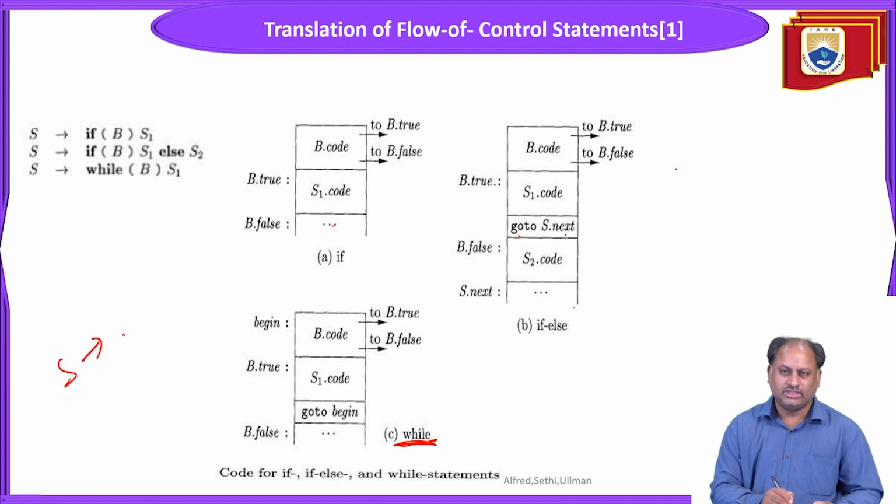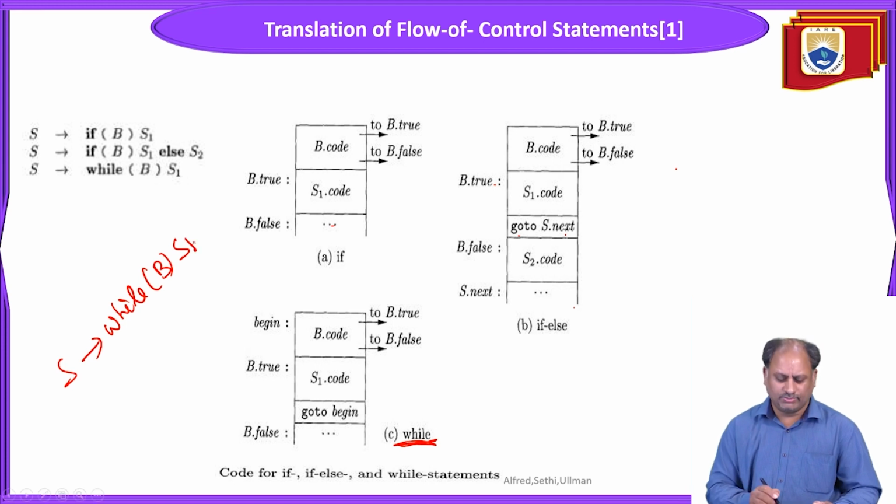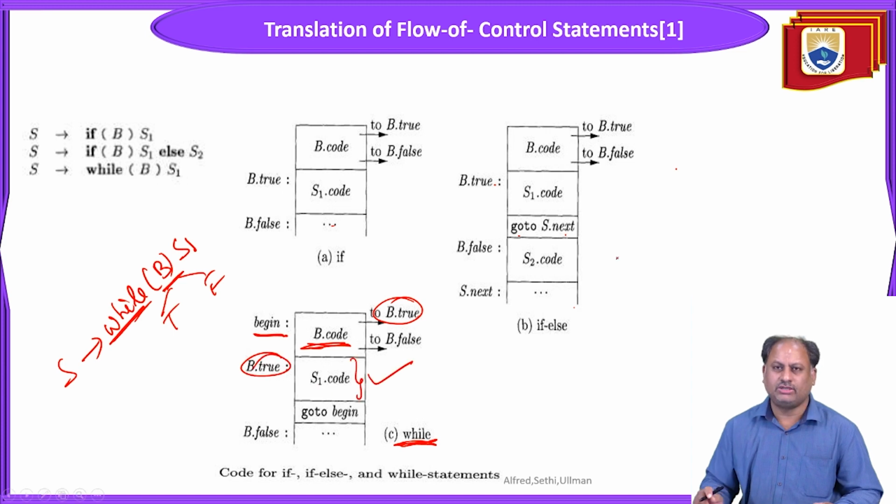See here, this production is while, Boolean, S1. Now we are going to start with some label, that is begin. In this begin, that means here the while structure starts, and then the condition B dot code is to be evaluated. Here also it may return either true or false. So the true structure is going to be written, and then the corresponding statements are to be executed, that means S1 dot code.